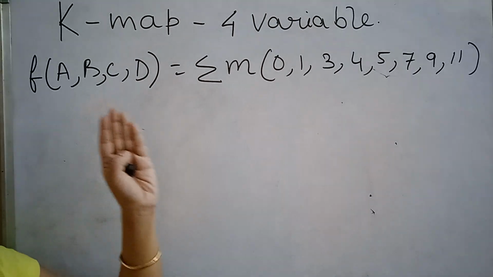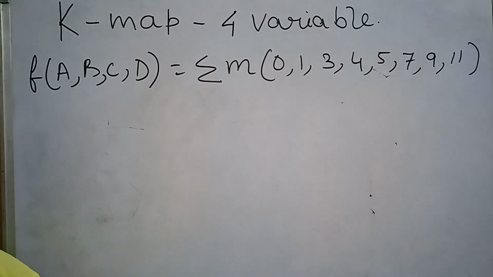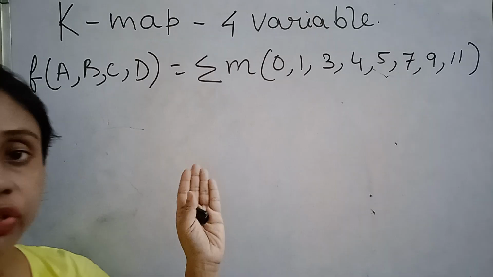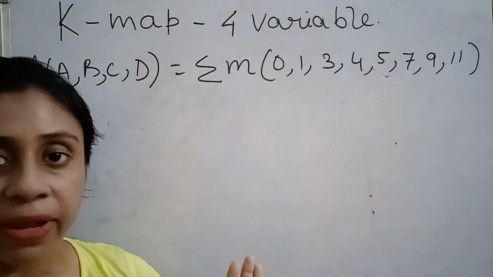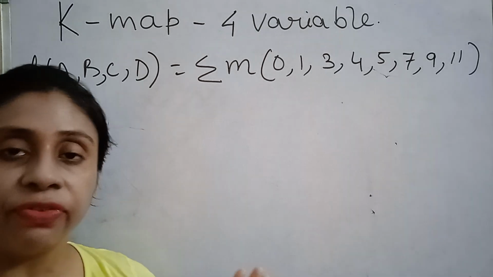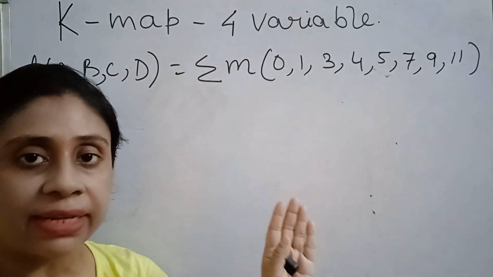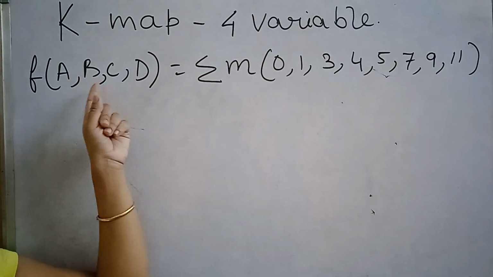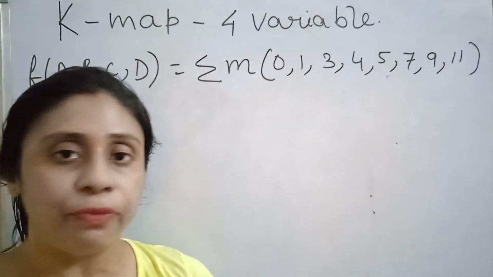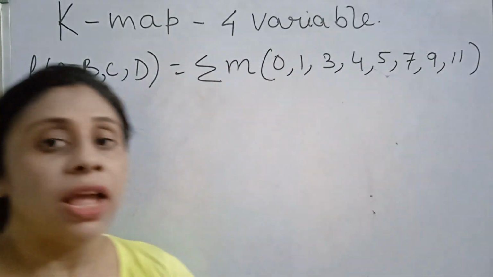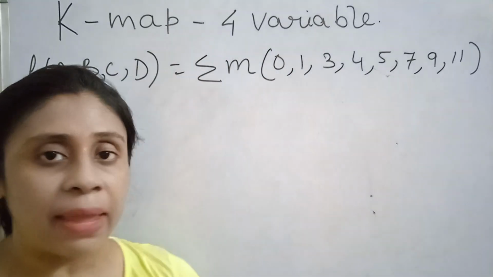So before we start the Kmap, one thing we need to make very sure is that A is our MSB and D is our LSB. The MSB and LSB follow the sequence of writing. As we are writing A, B, C, D, A will be the MSB and D will be the LSB. Accordingly, we will do our Kmap.